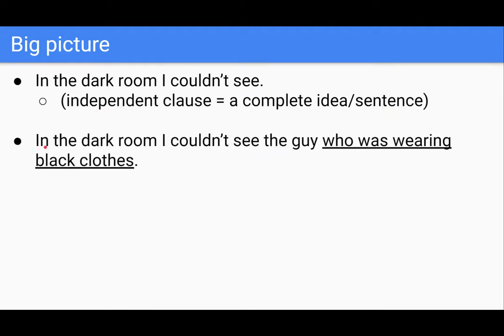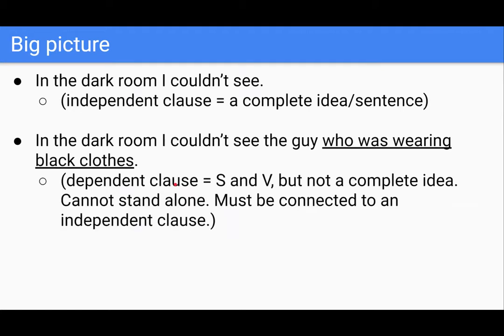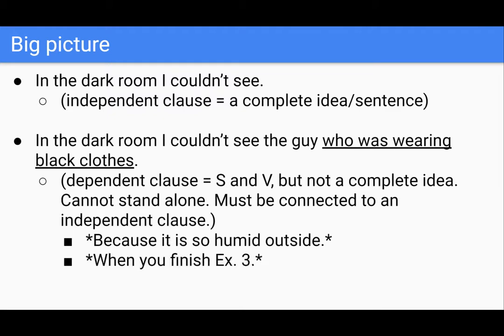And here is what we're studying today. In the dark room, I couldn't see the guy who was wearing black clothes. Now this underlined part, who was wearing black clothes, this is an adjective clause. Okay? This is also called a dependent clause. In English, we have three types of dependent clauses. So a dependent clause has a subject and a verb, but it's not complete by itself. It's not a complete idea. So you can't have it as a single sentence or a single idea when you're speaking or when you are writing, especially. So it must always be connected to an independent clause like this one, right? So this adjective clause here is connected to this independent clause, this sentence.